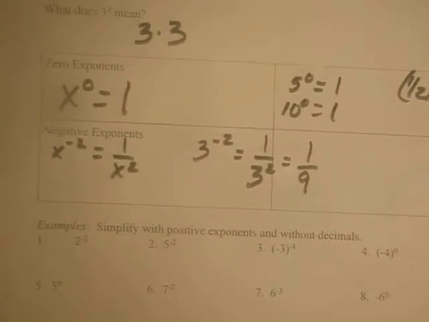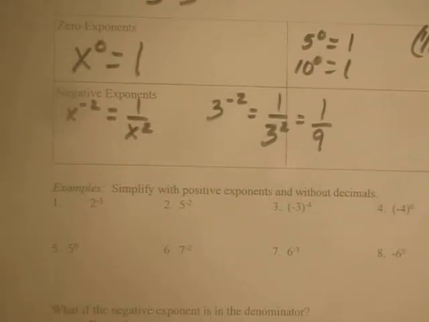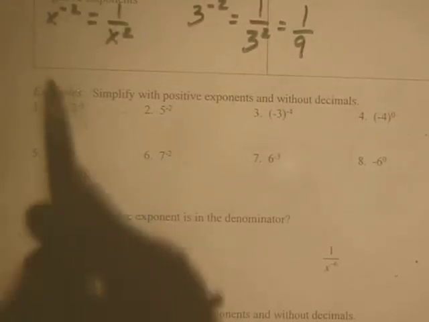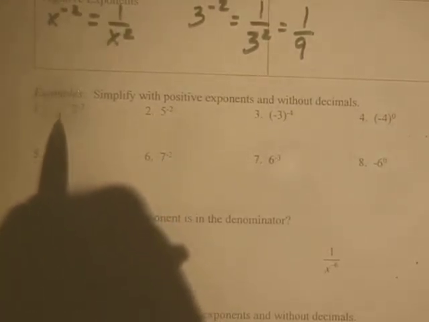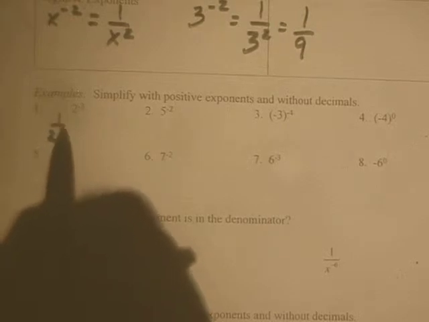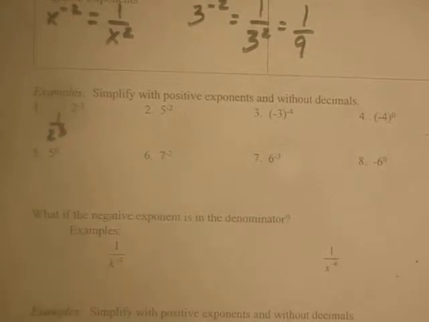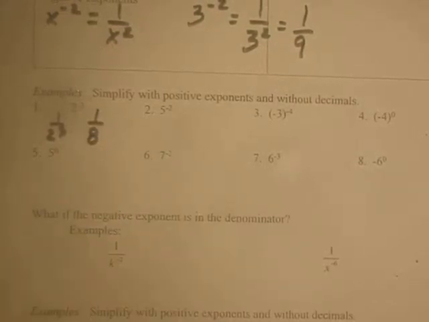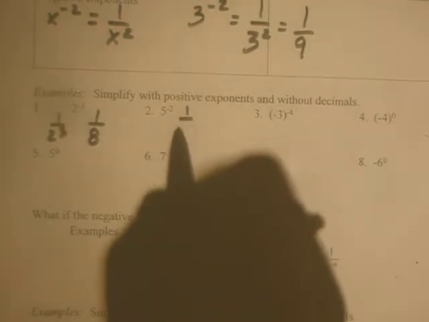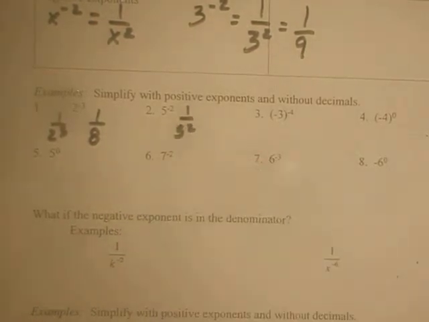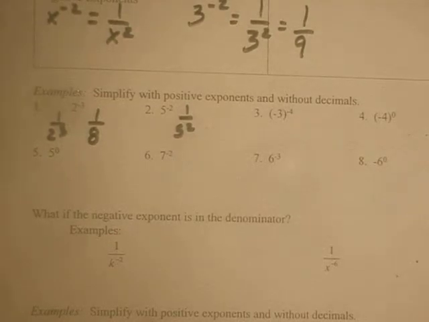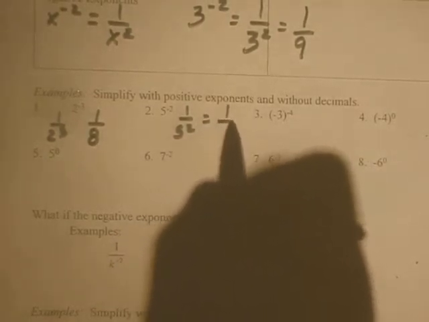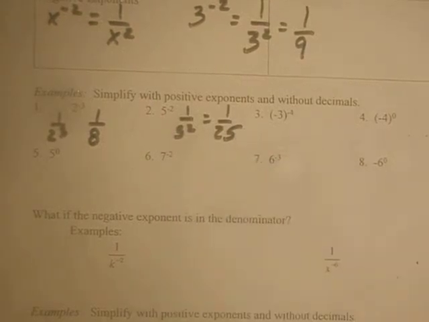So our first example here in our notes says 2 to the negative 3rd power. 2 to the negative 3rd is the same as 1 over 2 to the 3rd. 2 to the 3rd is 8. So that is the same as 1/8. Number 2 is 5 to the negative 2 power. That is the same as 1 over 5 to the second. 5 to the second is 25. So that is the same as 1 over 25.